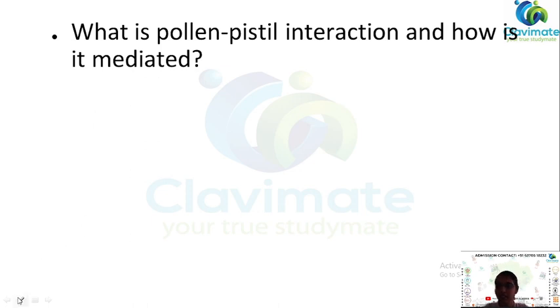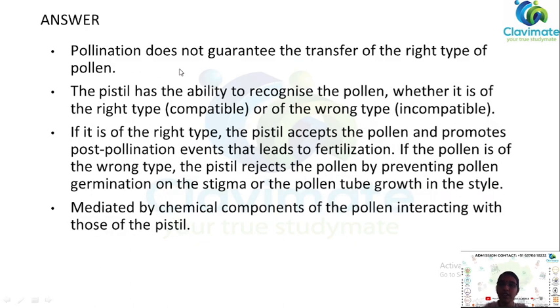And next is, what is pollen-pistil interaction and how is it mediated? So let's go into the answer. Pistil is the female part of the flower, okay. So we have pollen. There are many types of flowers in a place, so there may be many types of pollen from different flowers and different species of trees. Every pollen will land on every stigma.